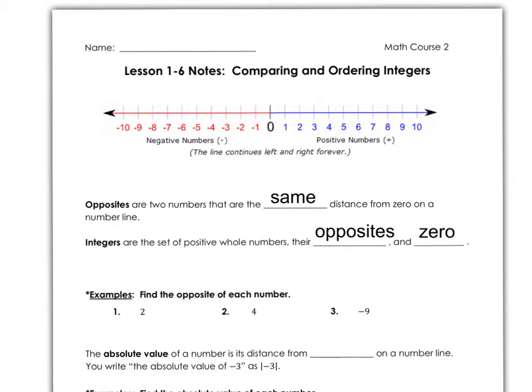Now let's work some examples. For these examples, we want to find the opposites of each number. So if I want to find the opposite of 2, I want to know what number is the same distance from 0 as 2, and that is -2. How about the opposite of 4? That would be -4, and the opposite of 9 would be a +9.